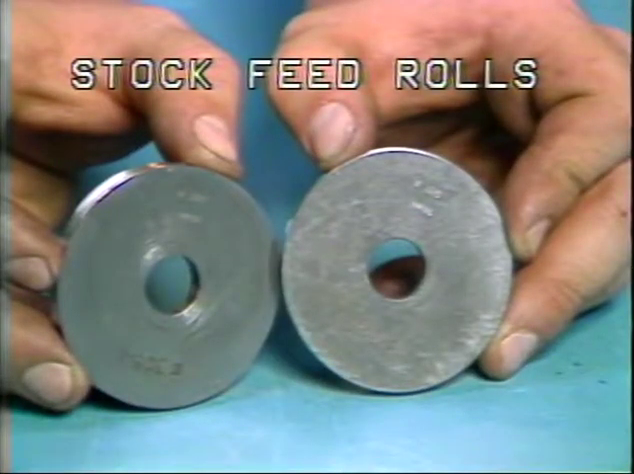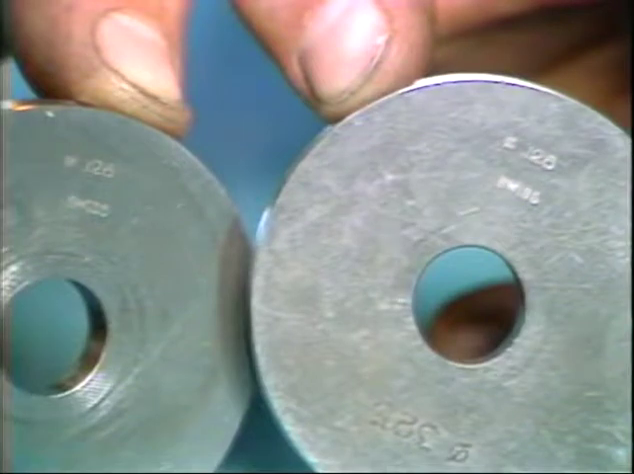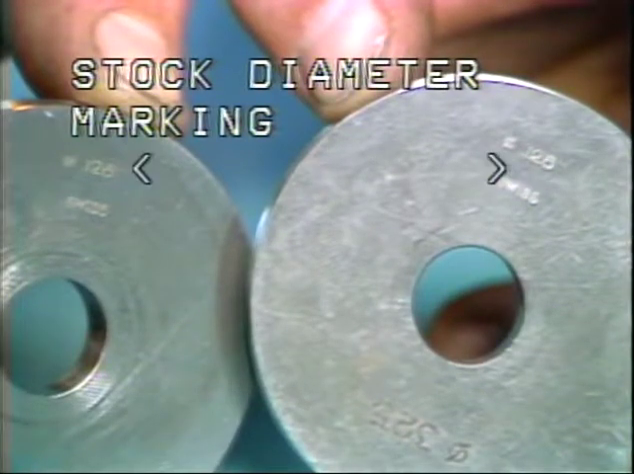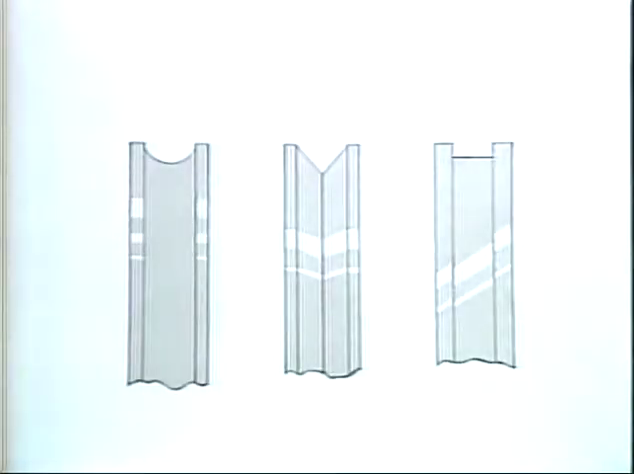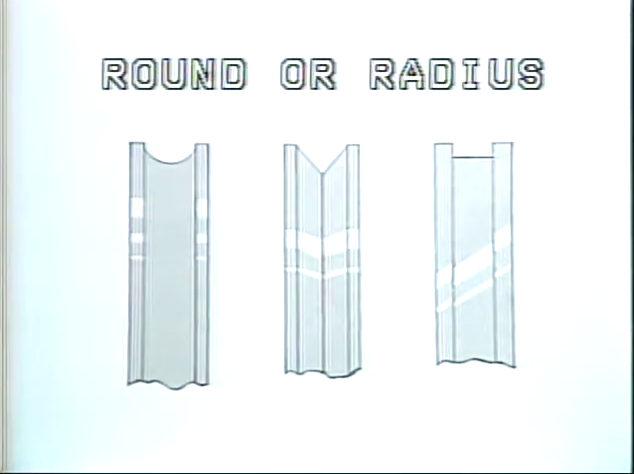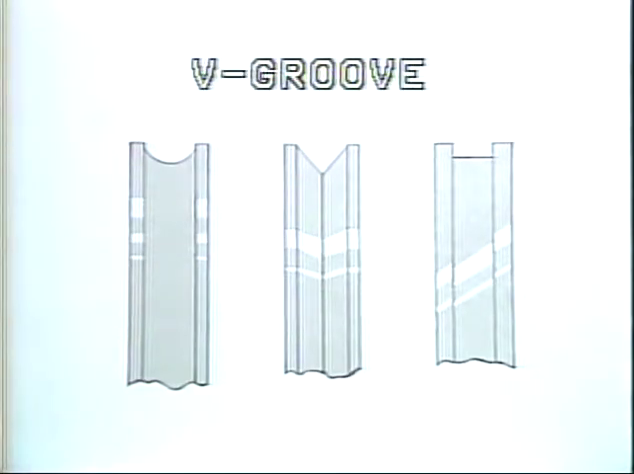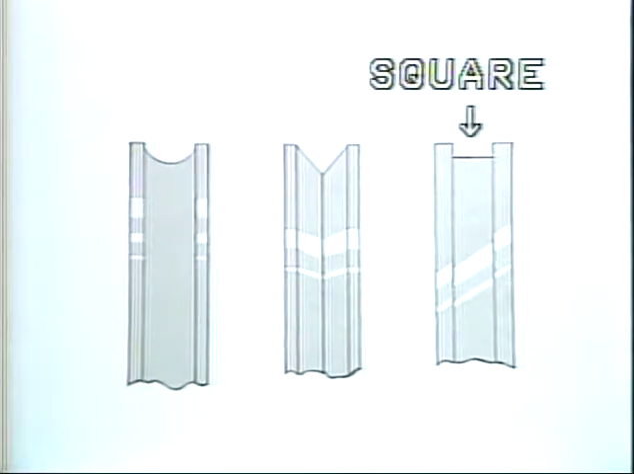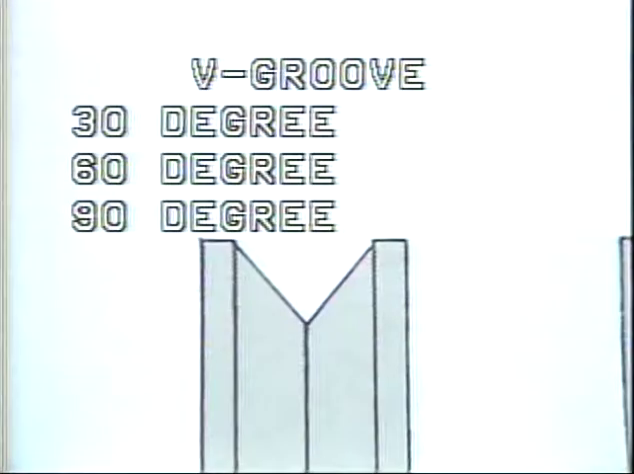These are the grooved stock feed rolls used on the Model D2 and D4 schematics. The feed rolls will have to be changed depending upon the different diameter stock used. Each feed roll is marked with the diameter stock size it can be used to feed. There are different shaped grooves used on the feed rolls. The grooves may be round, V-grooved, or squared. Square feed rolls are used for square stock.